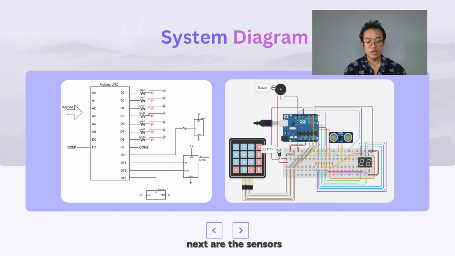Next are the sensors. The first one is the temperature sensor, the DHT11. We connected it to D10. Next is the ultrasonic sensor, which we connected to D11 and D12 for the trig and echo pins. And lastly is the buzzer for the sound. We connected it to the D13 pin.